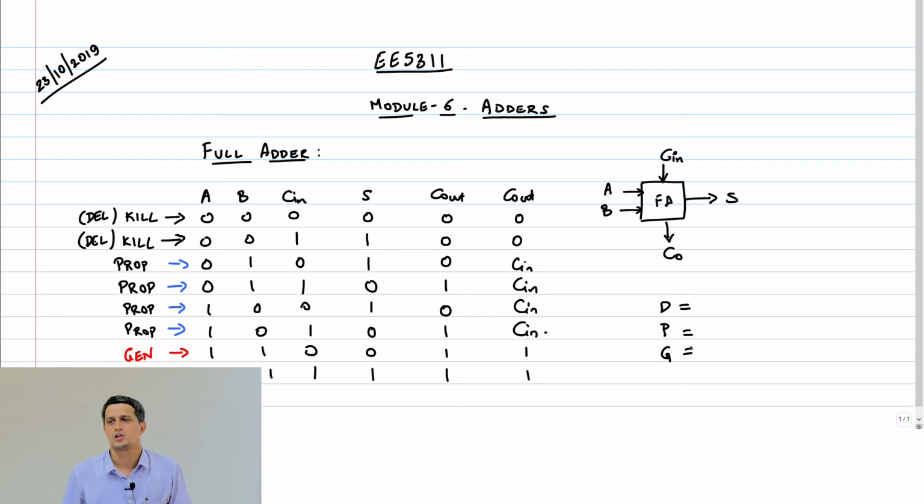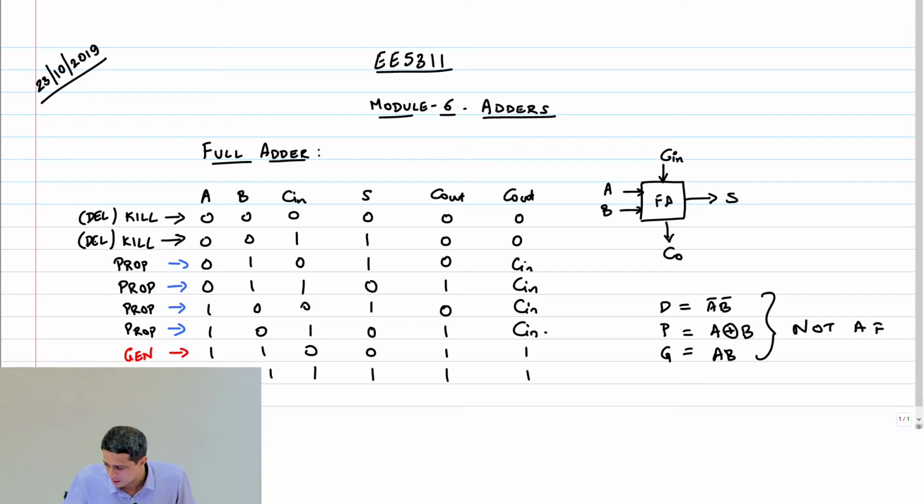What is the logic function for delete? A bar, B bar. What is propagate? A XOR B. Any one bit happens to be 1, it goes. What is generate? AB. Key thing to note is none of these signals are functions of C in. Okay, so we'll see why we are even looking at that case.